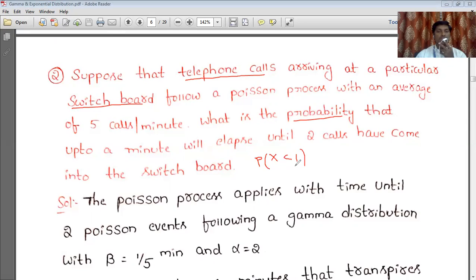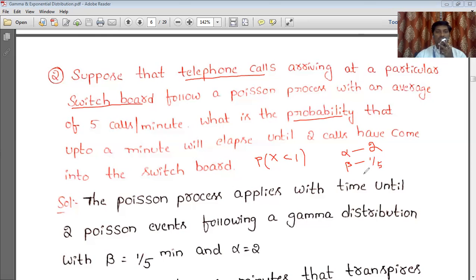Why? Because we are using a continuous distribution, it has integrations. Here they mention 5 calls per minute. For applying this gamma distribution, what parameters do we require? Alpha and beta. We need to know alpha and beta. Here they already mentioned alpha is equal to 2 calls, and beta we need to calculate: 1 call for 5 minutes.